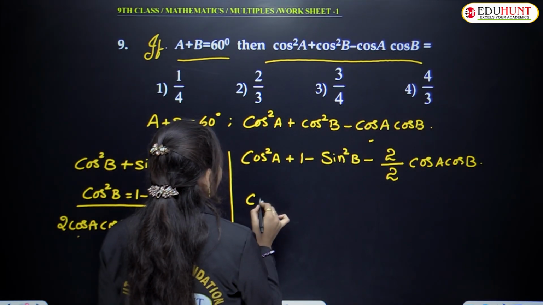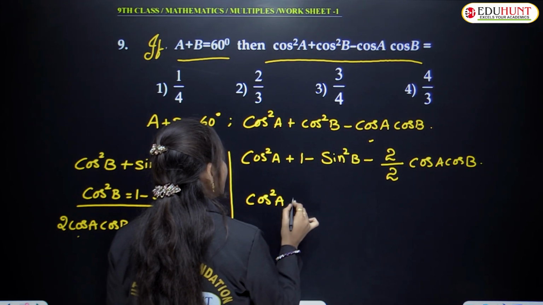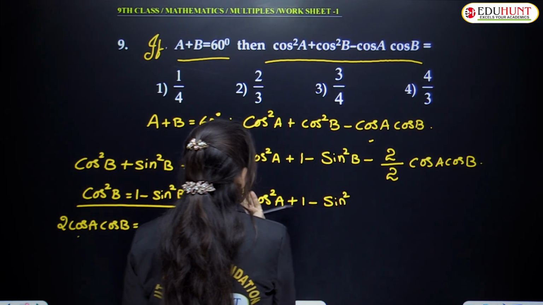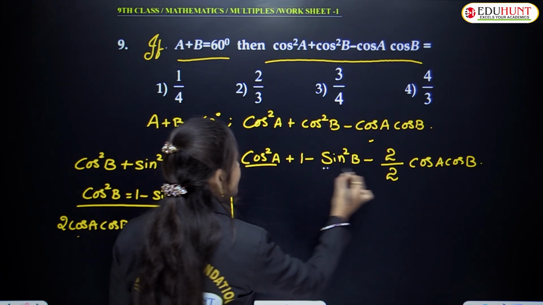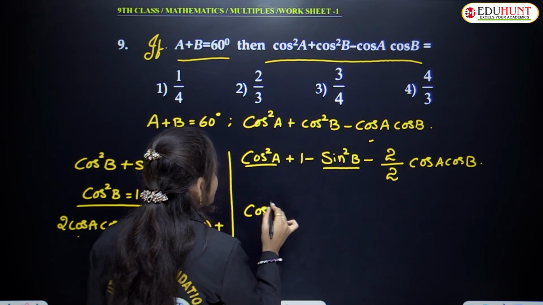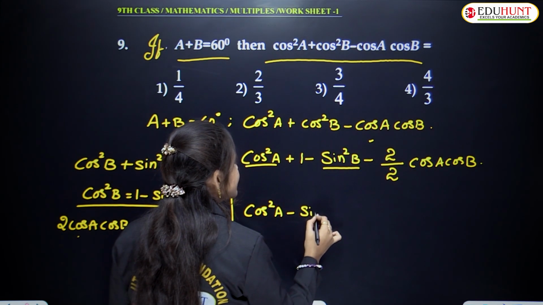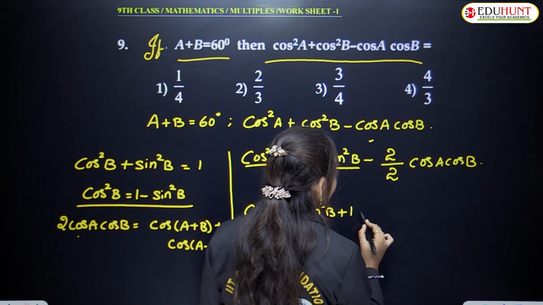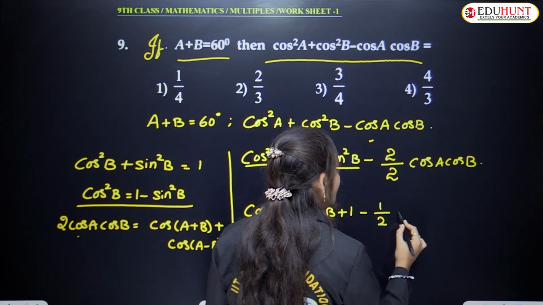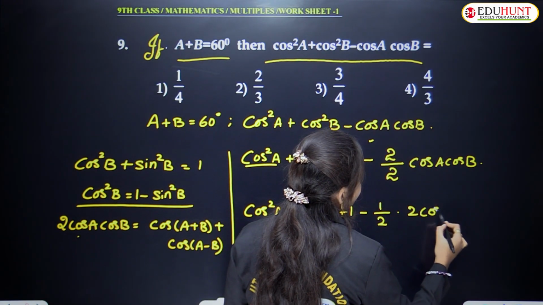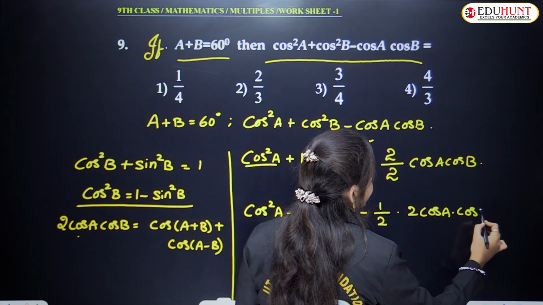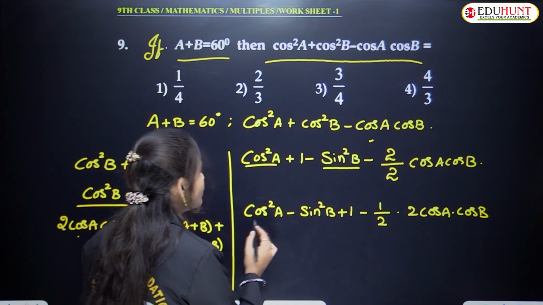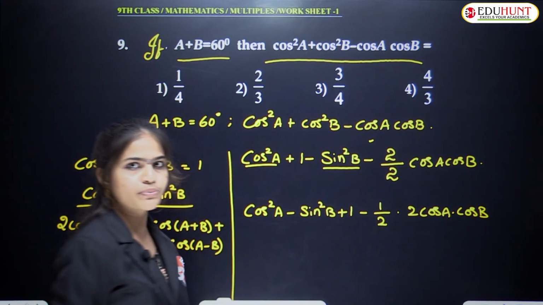So here I want to write this as cos square a plus 1 minus sin square b, or else we can write these two terms together as cos square a minus sin square b plus 1, and this one we can write as minus 1 by 2 into 2 cos a cos b. I just divided that 1 into 2, again we get 2. So here cos square a minus sin square b.